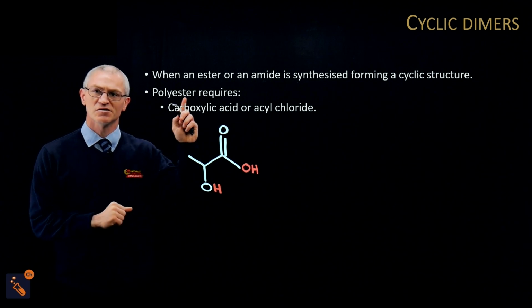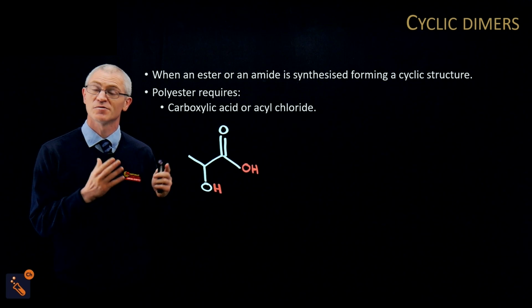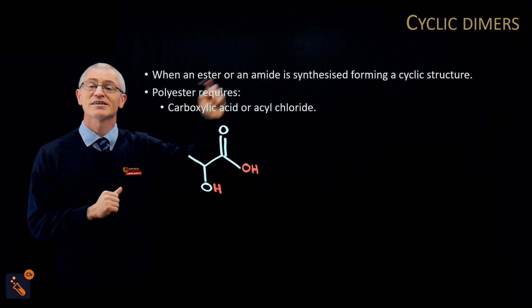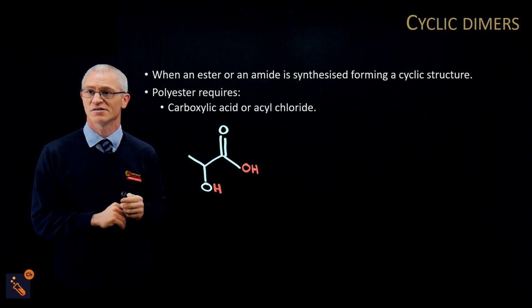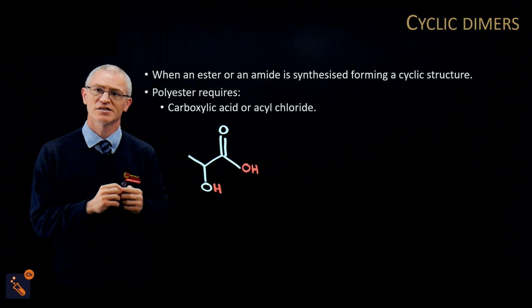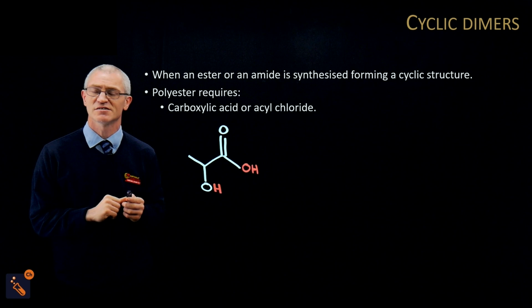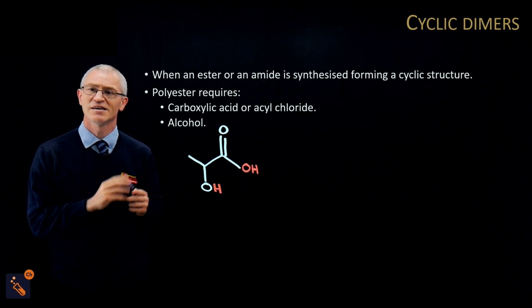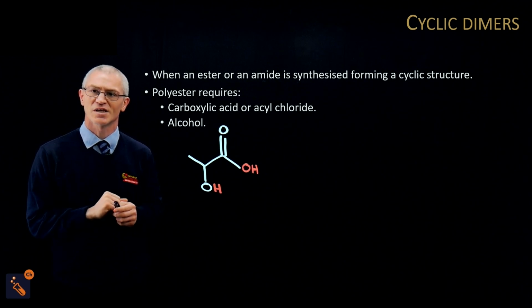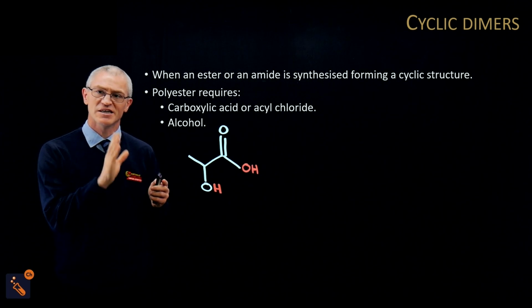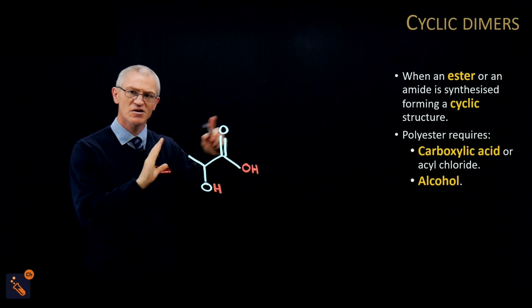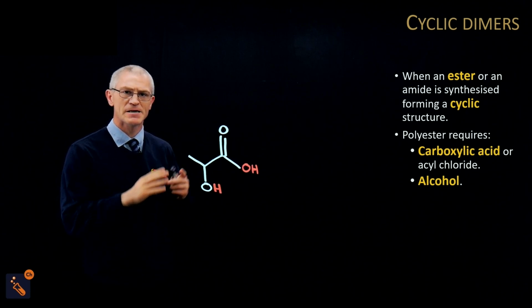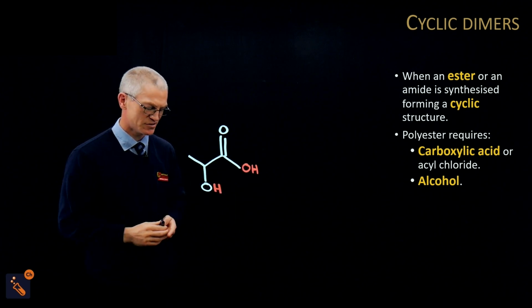So this is when an ester or an amide is synthesised forming a cyclic structure, hence called a cyclic dimer. And they'll tell you in the question if they want you to create something cyclic. So don't worry, but if you see that word cyclic, you've got to make something like this. Now you can do that polyester using a carboxylic acid or an acyl chloride and an alcohol. Now, let's move that to the side. Let's look at this in a bit more detail. So we've got an example of polylactic acid, and we want to make it into something cyclic.